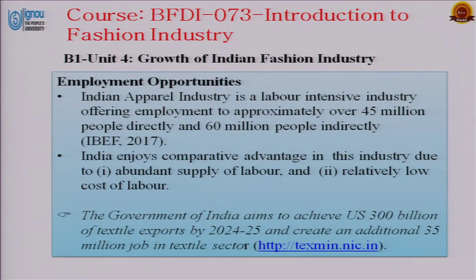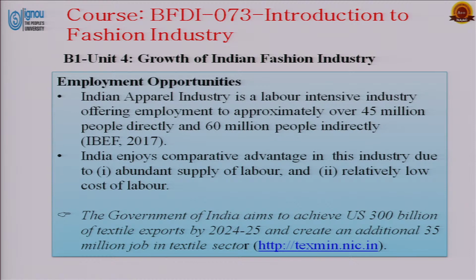The Indian apparel industry is labor intensive like global industries, offering employment opportunity to over 45 million people directly in a 60 million people industry. That is the IBF report. India enjoys a comparative advantage in the industry due to the supply of labor and relatively low cost of labor. So the government of India aims to achieve US $300 billion of textile exports by 24-25 and create an additional 35 million jobs in the textile sector.